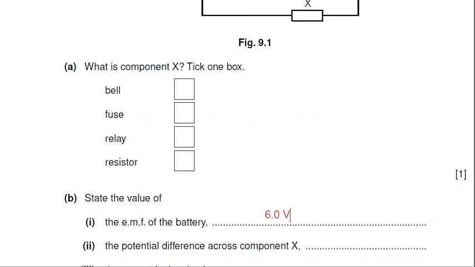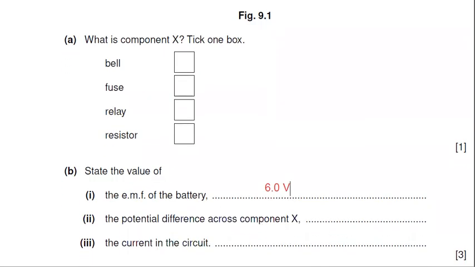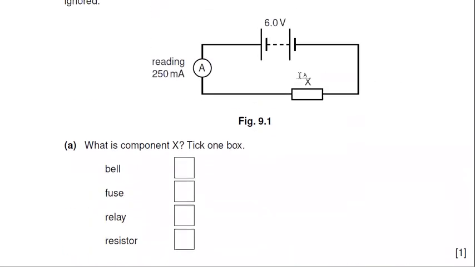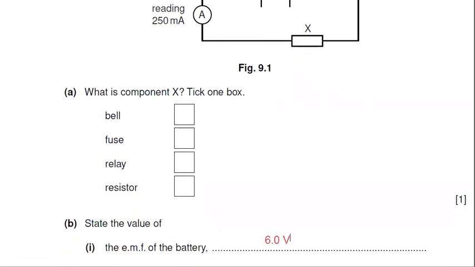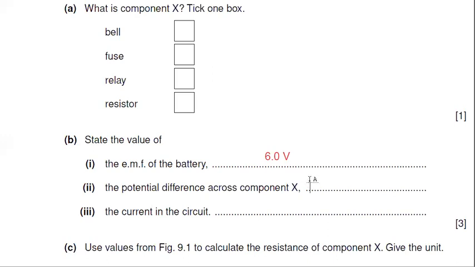And then moving on, the potential difference across the component X. Since there is no other resistor inside the circuit, all the voltage or the EMF here will be used by this resistor. So the potential difference across the resistor will be 6 volts as well.